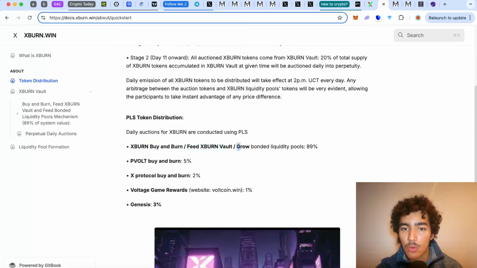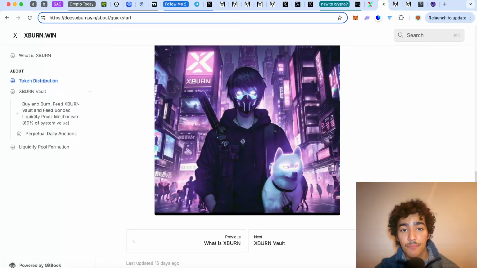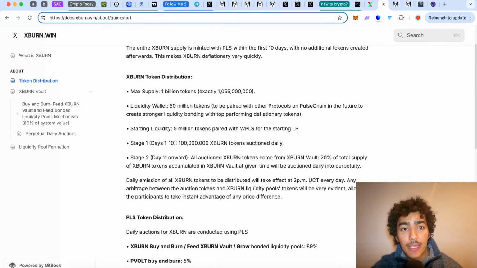XBURN buy and burn / feed XBURN vault / grow bonded liquidity pools 89%, P vault buy and burn 5%, X protocol buy and burn 2%, voltage game rewards. Oh, I didn't even know that. 1%, Genesis 3%. Fair enough. I like, by the way, the AI that they're creating. Really great. But let's quickly read the token distribution.